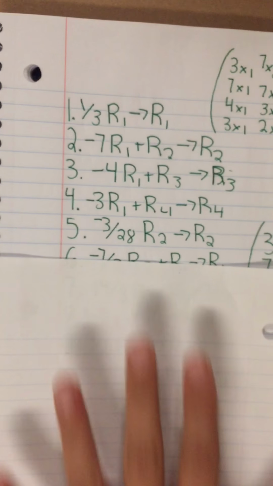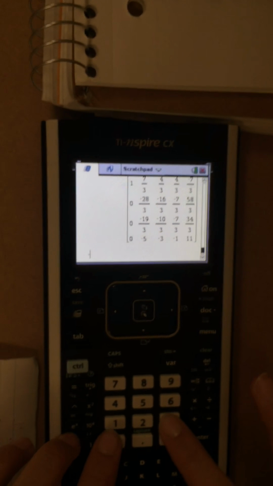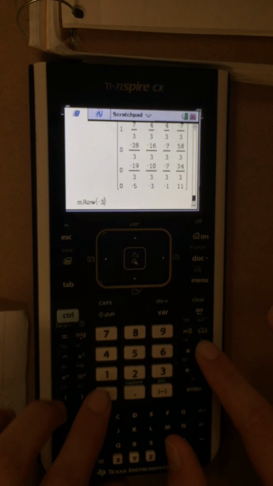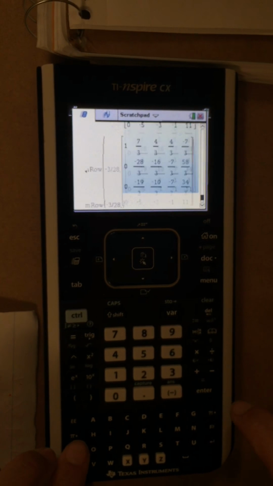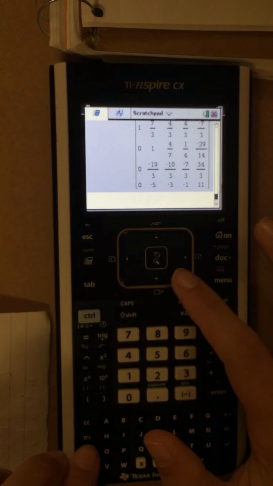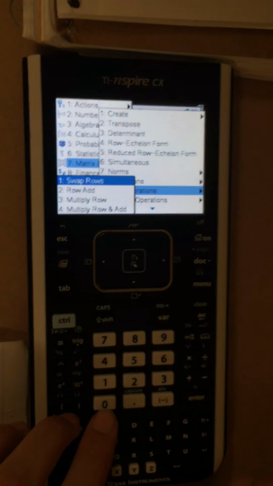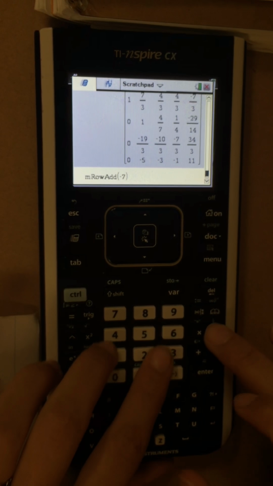Now that you've found all your zeros, you want to make your second one by multiplying negative 28 over 3 by its reciprocal, which would be negative 3 over 28. You now need to make the 7 over 3 a 0, and by doing row 1 minus 7 over 3 row 2, and putting it into row 1, you will make it a 0.